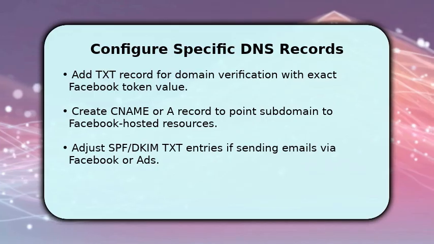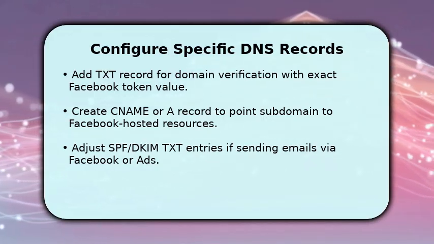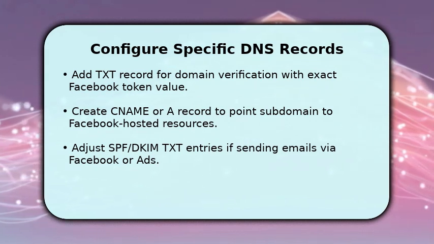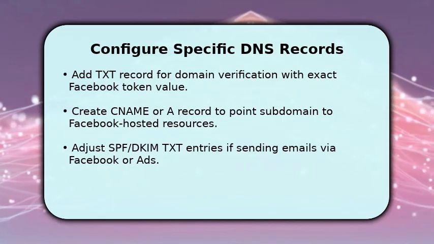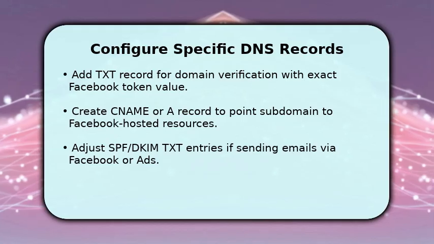After that, update SPF or DKIM TXT records when Facebook-related email sending is involved so mail deliverability stays intact. Keep an eye on propagation and use DIG or online DNS tools to confirm the records resolve correctly.